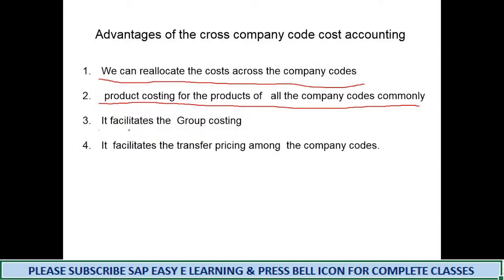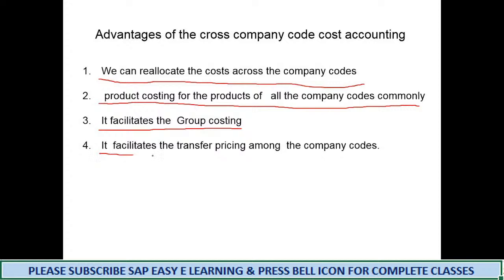Then it facilitates group costing. Here group costing means group valuation. Suppose you have two company codes, both in the same nature of business, then you can find out the cost of production at the group level. That is called group costing.